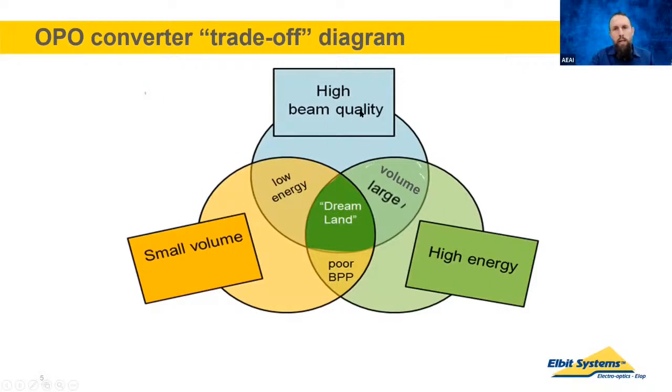For instance, if we would like to have high beam quality and high energy, we need to give up the volume. And if we would like to have high energy and small volume, then we need to give up the high beam quality, and so on.